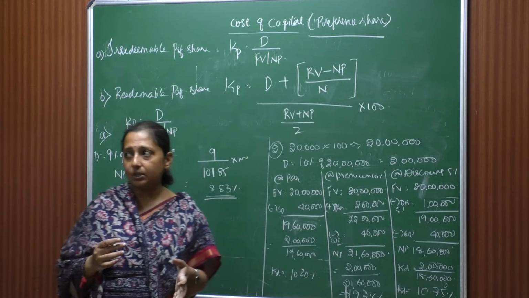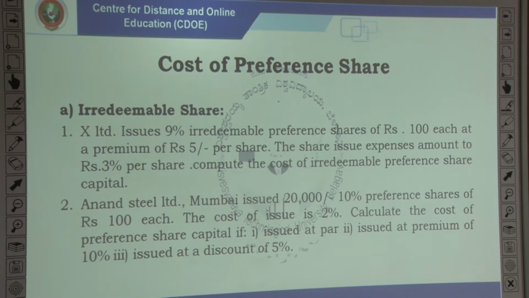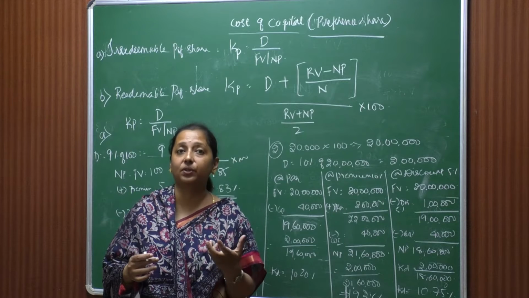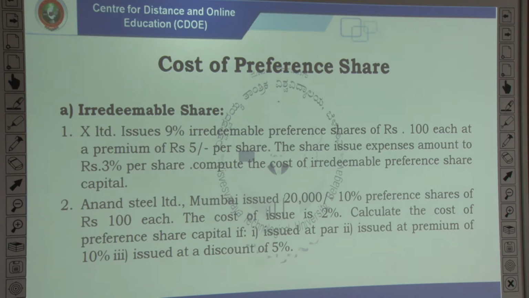Okay, so let us look at the first question. X Limited issued 9% irredeemable preference shares of rupees 100 each. 9% is the dividend. 100 is the face value, and 9% of 100 rupees gives you 9 rupees as a dividend, issued at a premium of 5 rupees per share. That means we are issuing at a premium. The share issue expenses amount to 3% per share. Compute the cost of irredeemable preference share capital.